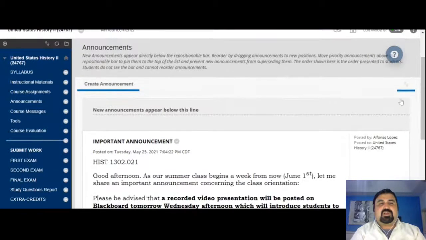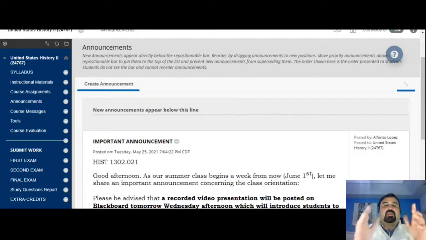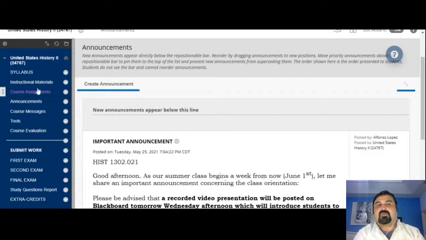Okay, so if you see here in the opening page of Blackboard, there's of course a menu column on the left. Of course, it is in blue. One is the syllabus. It's at the very top. This is the one that I was actually showing you just a moment ago. But below that link, there's a link titled Instructional Materials.